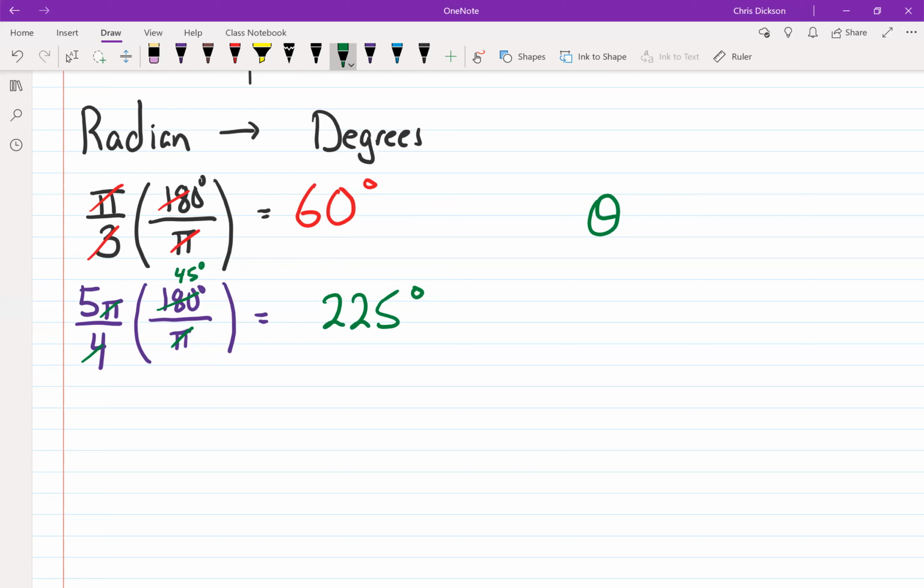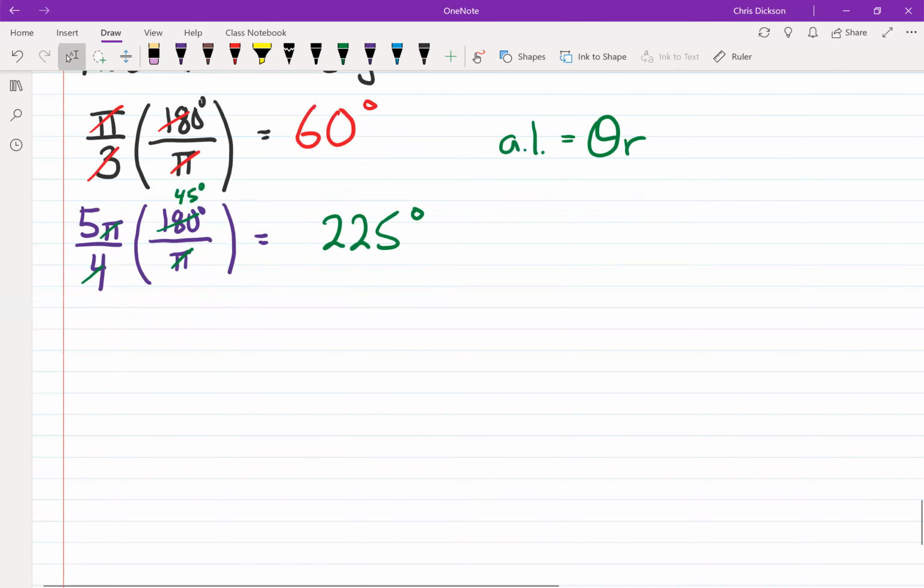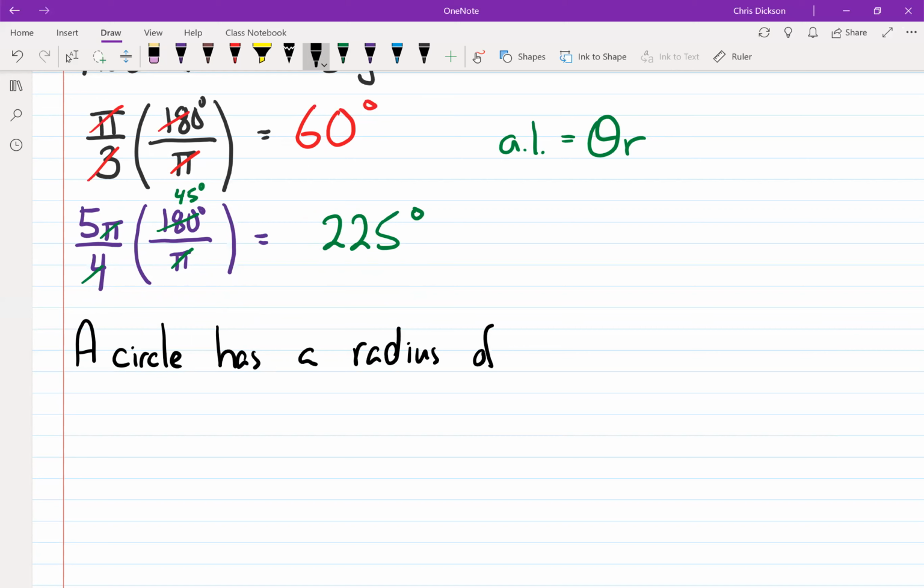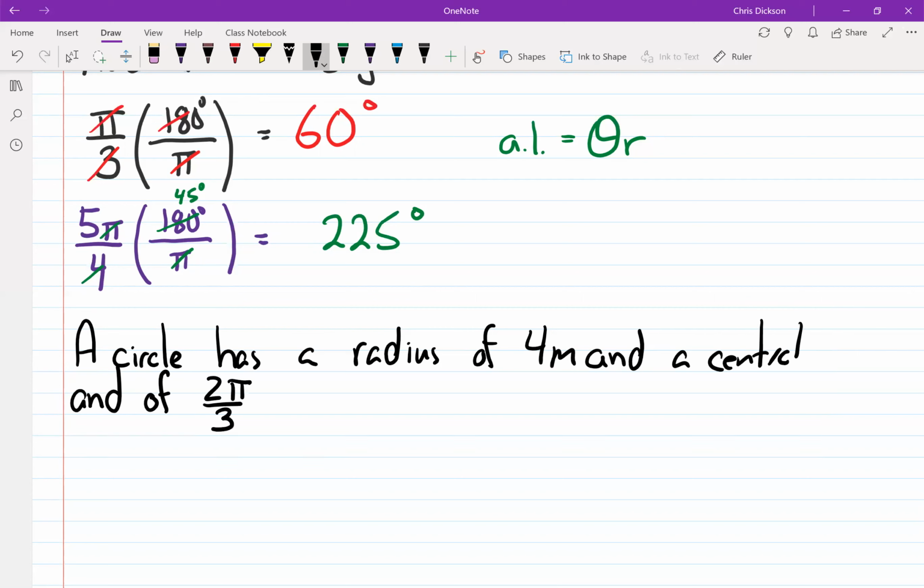Okay, so today's main video is about converting between radians and degrees and the use of the formula theta r to give us the arc length. Okay, so let's try a question that employs both these techniques, these things we've learned today. So let's say you have a circle that has a radius of, let's say, 4 meters. Pretty big circle. And a central angle of, let's say, 2 pi over 3. How long is the arc length?